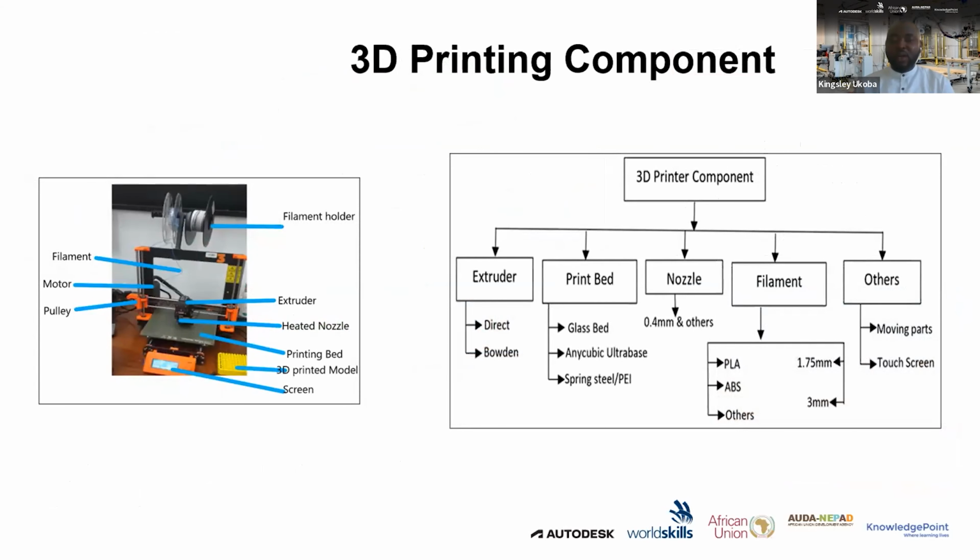So there are different components that make up the 3D printer. The major components are the ones I've shown on the screen now. To the left of my screen, that's a Prusa fused deposition modeling 3D printer with all the components labeled. The extruder, the print bed, the nozzle, the filament, or the resin, as the case may be, are the key components of your 3D printers.